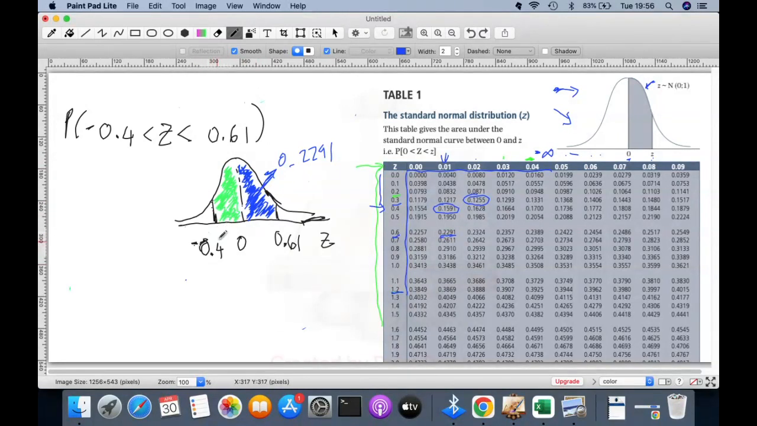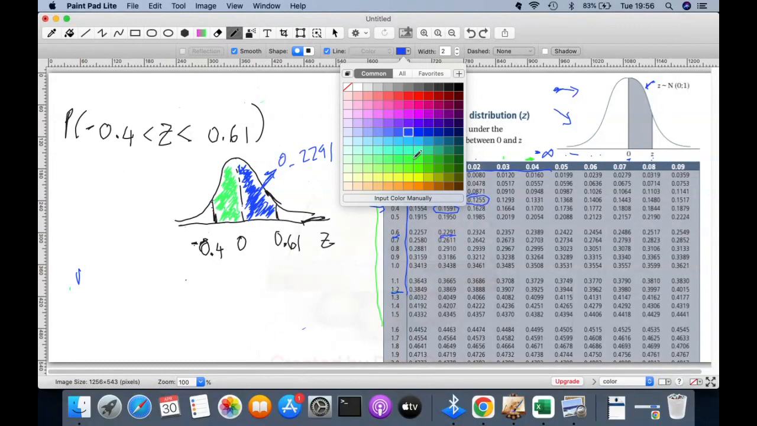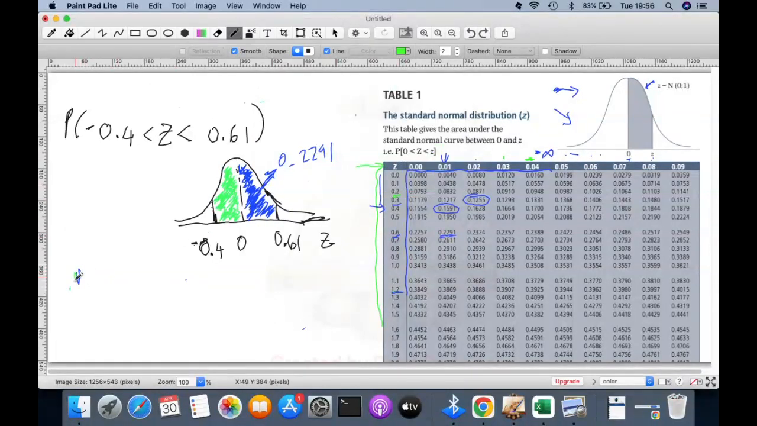Now the green area is where you're going to use symmetry, because now we got a negative value. So remember, this green area is the same thing. Let me put green so you don't confuse yourselves. This green area, it's the probability, remember, the same as its positive counterpart, which is going from 0 to positive 0.4.